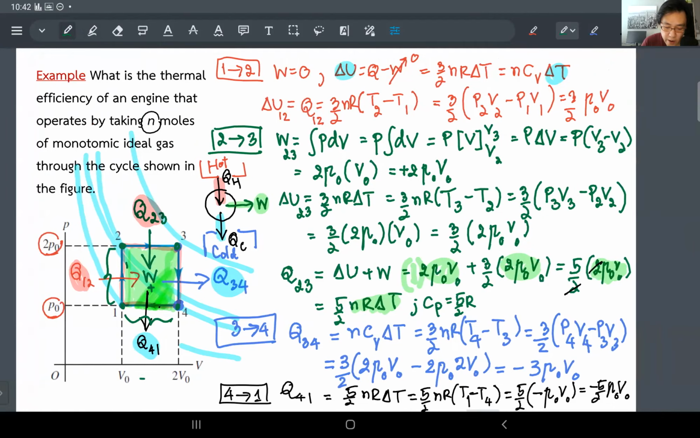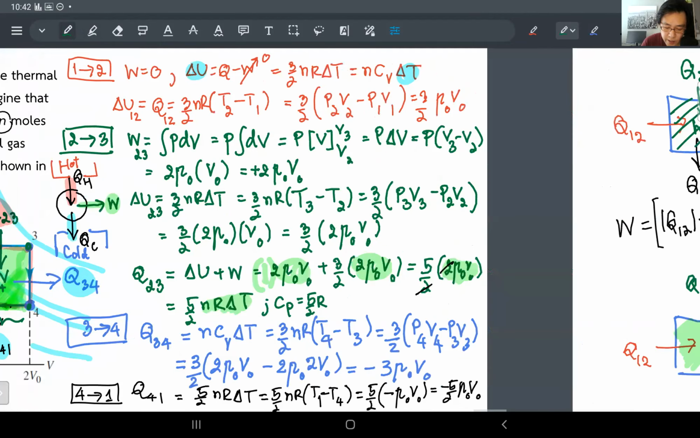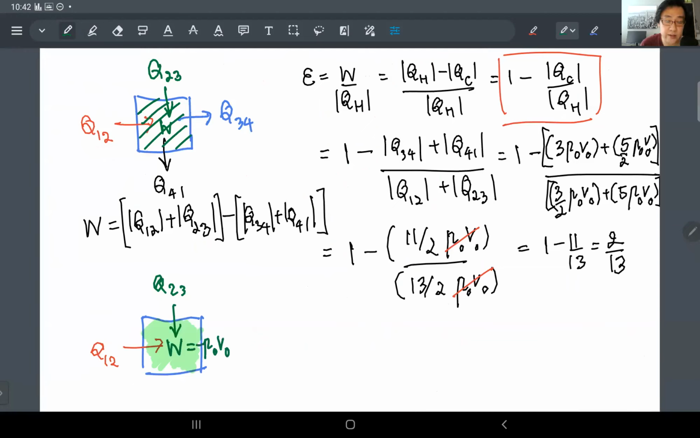So what I can conclude right away is that W is just P naught V naught. You can add a positive sign to emphasize. And you're already done. Why? Efficiency is just W over Q hot, which is Q12 plus Q23. And you are done. Okay. Can you see my point over here? Because we work everything under the first law of thermodynamics, which is just the conservation of energy. So why do we have to go through the trouble? Because I already knew that Q12 is heat flowing in, Q23 is heat flowing in.